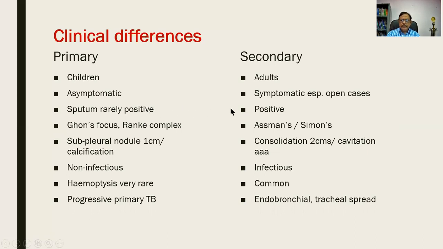Sputum is rarely positive in primary, it is positive in secondary. You have got a Ghon focus, then an Assmann's or a Simon's focus. Subpleural nodule, whereas it is an apical consolidation. Non-infectious, and then it is infectious. Hemoptysis is quite uncommon in primary tuberculosis, whereas it is common in secondary tuberculosis. And these are the modes of spread. Please learn this by heart. It is a clinical difference.